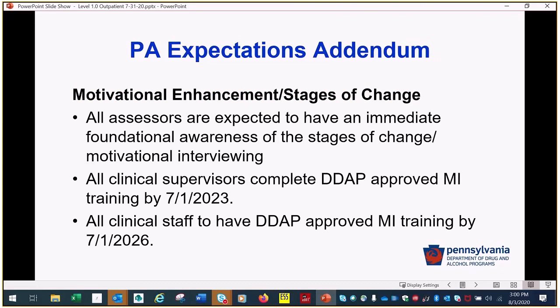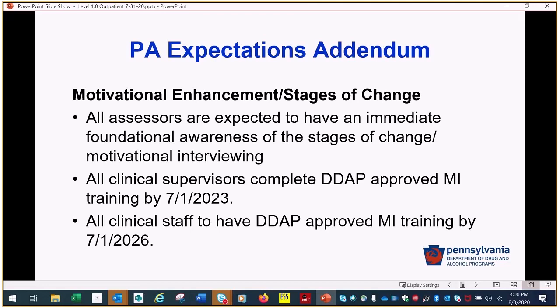Because appropriate use of ASAM criteria is reliant upon a working knowledge of the stages of change and motivational interviewing, all assessors and clinicians should have an immediate foundational awareness of this information. This can be obtained through any number of self-selected online trainings, independent reading, facility in-house guidance and instruction, etc. A record of how this foundational awareness was obtained should be maintained in each employee's training file.